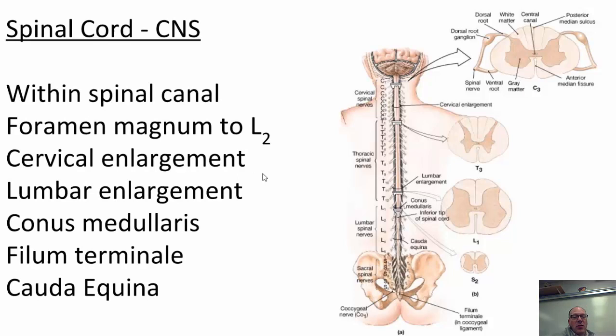When we look at the spinal cord as a whole, so you look at this sort of cartoonish representation, again, we're going to say that it's beginning at the foramen magnum, and it's not a continuous sort of tube-like structure. You'll notice that there are some enlargements here in the cervical area and the lumbar area, and then it actually ends at sort of like a cone-like tip at around the L2 vertebrae, right? That cone-like tip is called the conus medullaris.